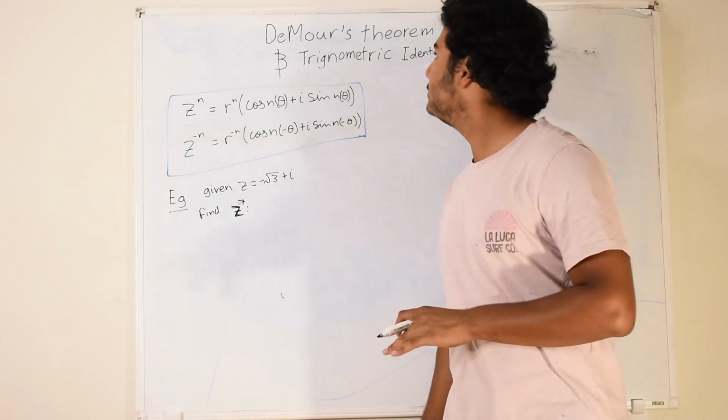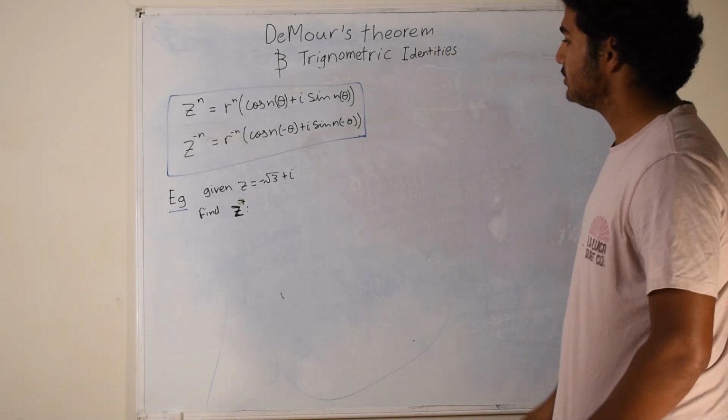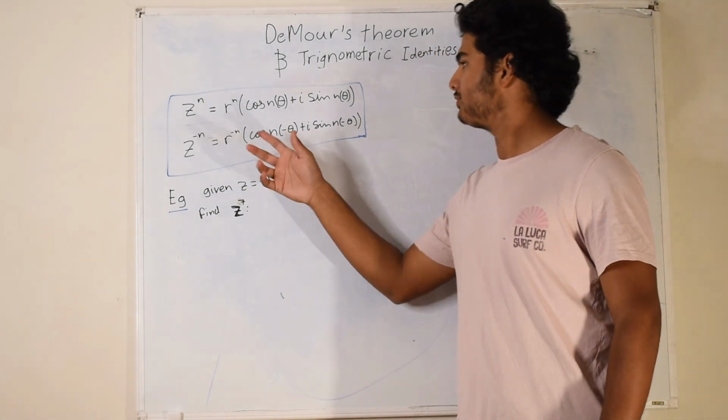So in today's video we'll be talking about DeMoivre's theorem and trigonometric identities. So let's get straight into it.